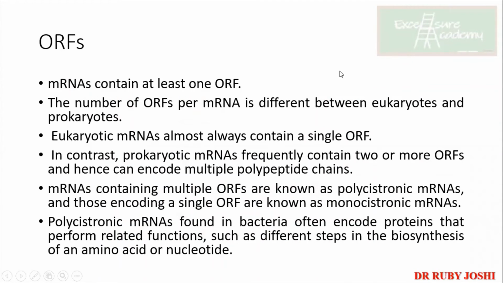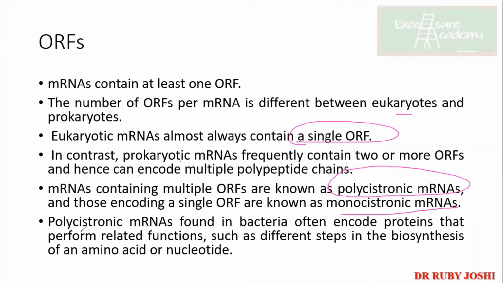Okay. Now ORFs. So mRNAs contain at least one ORF. In the case of bacteria, you can have multiple also. So the number of ORFs per mRNA is different between the eukaryotes and the prokaryotes. Eukaryotes always contain a single ORF, whereas prokaryotes can have multiple, and those are known as polycistronic mRNAs. We'll see their translation; there's a little difference in how the prokaryotes and the eukaryotes carry out translation. If you have only a single ORF, then it is a monocistronic mRNA.